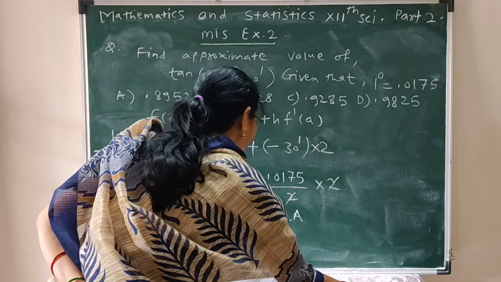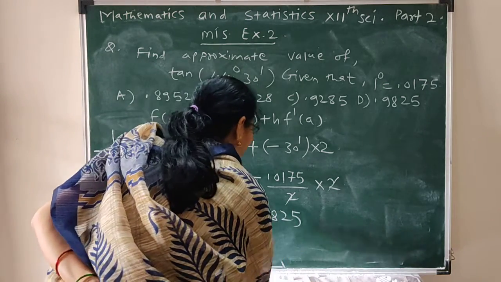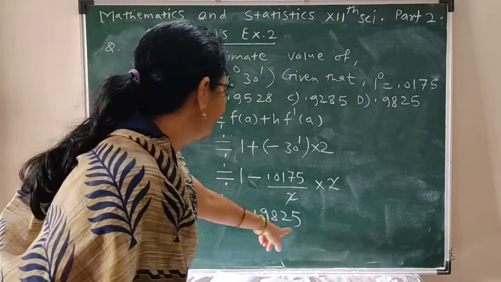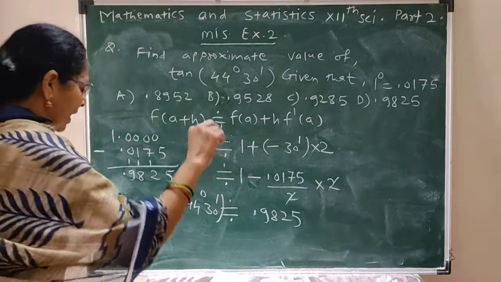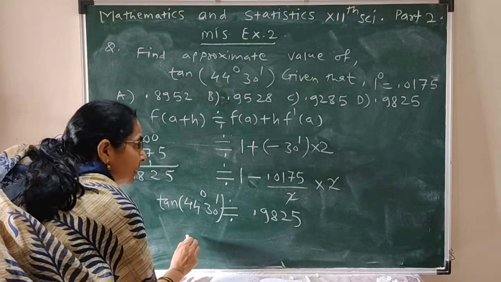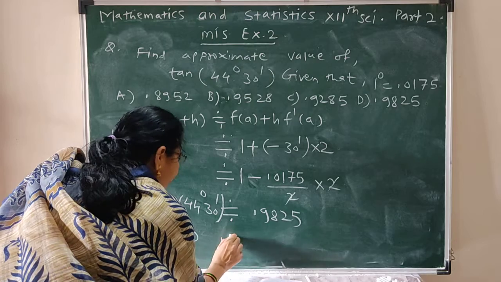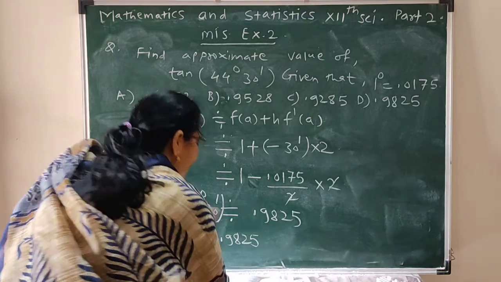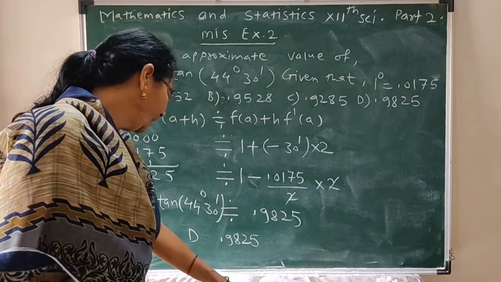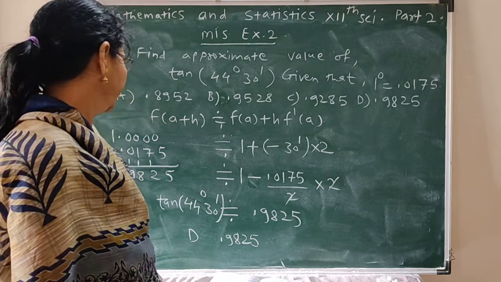If we see, 0.9825 is option D, so write the answer with option D. The answer is 0.9825, and this is option D, 0.9825.